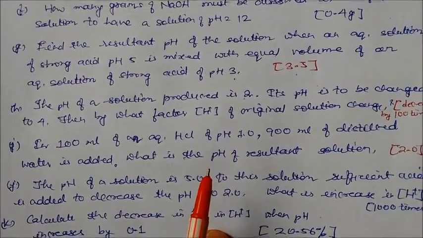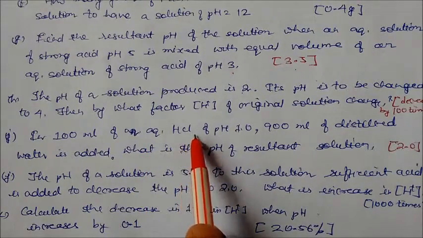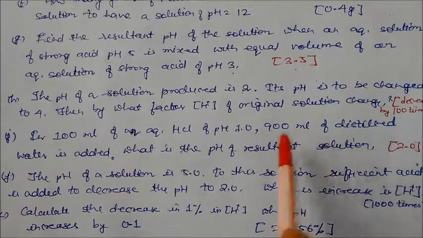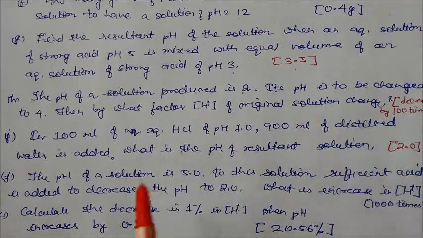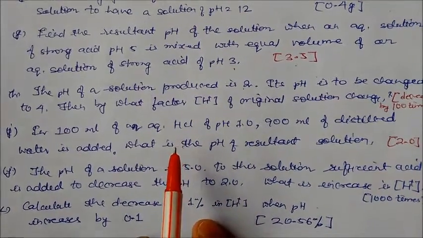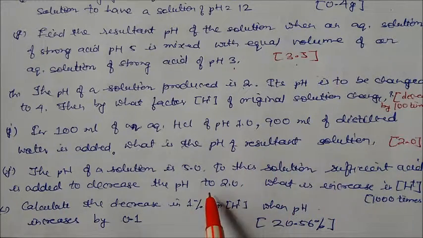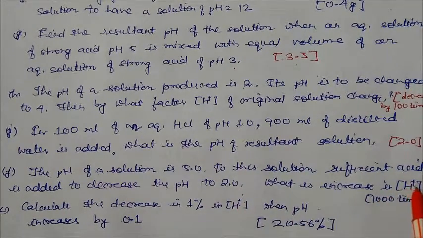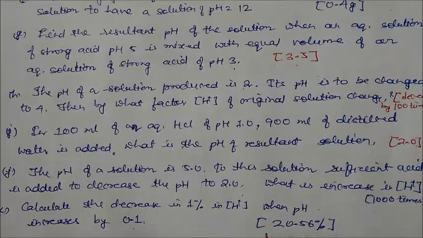Now, to 100 ml of aqueous HCl of pH 1, 900 ml of distilled water is added. What is the pH of the resultant solution? 2 is the answer. Now the pH of a solution is 5, and sufficient acid is added to decrease the pH to 2. What is the increase in H plus ion? The answer is 1000. Calculate the percentage decrease in H plus concentration when pH is increased by 0.1. The answer is 20.5%, that is the decrease in percentage.